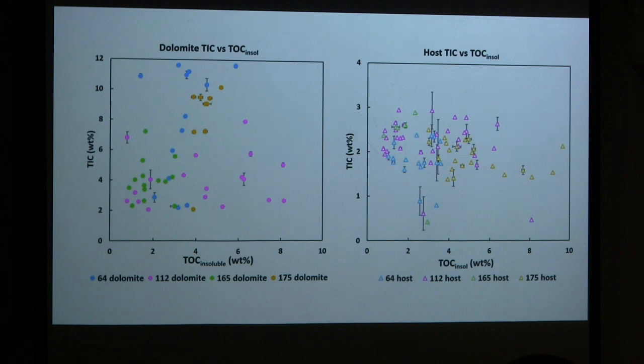If we look at total organic carbon versus total inorganic carbon for all the sites, for dolomites and for host samples, a trend doesn't form when looking at all four together. It's still all over the place. There's no clear trend for the dolomites or for the hosts.